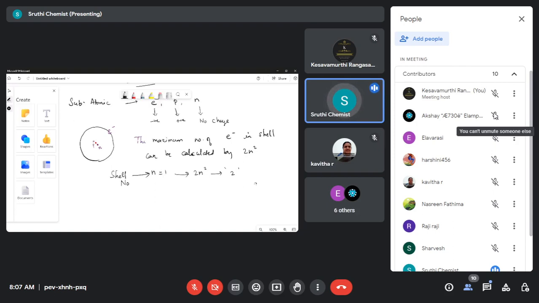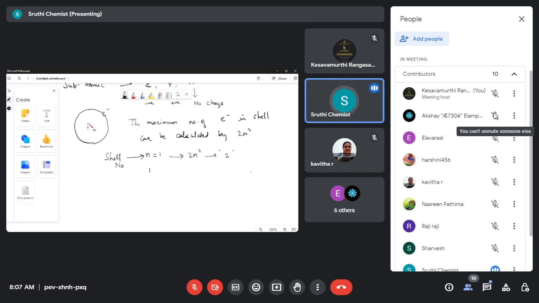So let's move to n value equal to 2, which is L shell, right? And this is K shell. So substitute again n value equal to 2 in the formula, 2 of 2 square, which is how much? 8. So similarly you have to calculate for n value equal to 3 and 4.